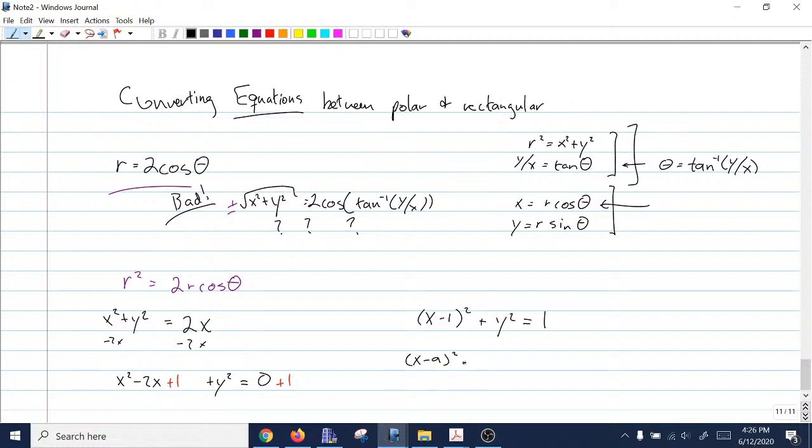The general equation of a circle is x minus a squared plus y minus b squared equals r squared. This is a circle with center a, b and radius 1. So this is a circle with center 1, 0.